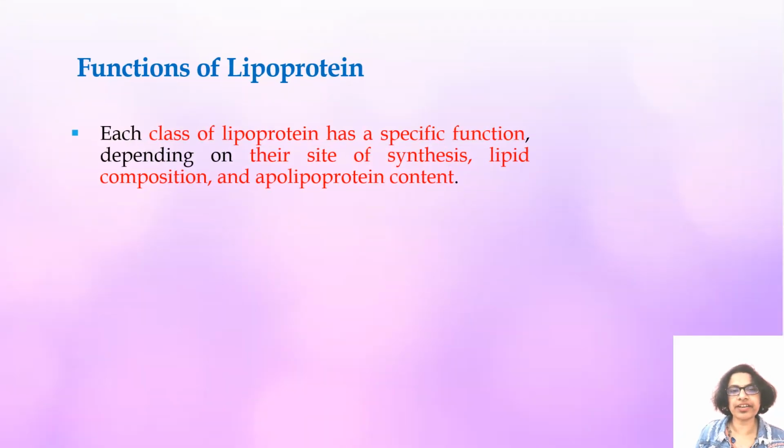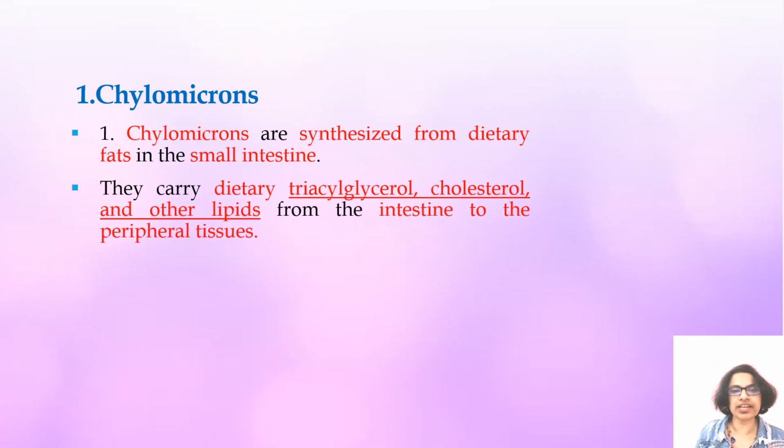So let us look at the functions of the lipoproteins. Each class of lipoprotein has a specific function depending on its site of synthesis, lipid composition and apolipoprotein content. The first one is the chylomicron. Where is it synthesized? Chylomicrons are synthesized from dietary fats in the small intestine. They carry dietary triacylglycerol, cholesterol and other lipids from the intestines to the peripheral tissues.